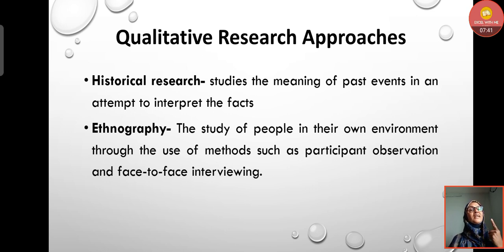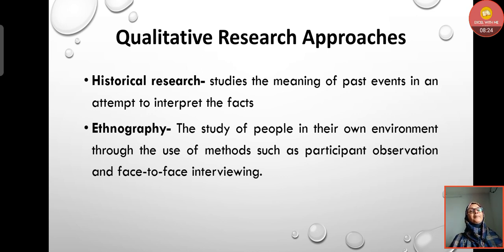Historical research studies the meaning of past events in an attempt to interpret the facts. So whatever past events had happened, what the effect is, they will interpret those things. Then ethnography, the study of people in their own environment through the use of methods such as participant observation and face-to-face interview. Ethnography relates to people in their own environment. Socially, we take the ethnicity, how those people had their cultural things and all. They will observe the participants and also ask questions to the participants face to face.